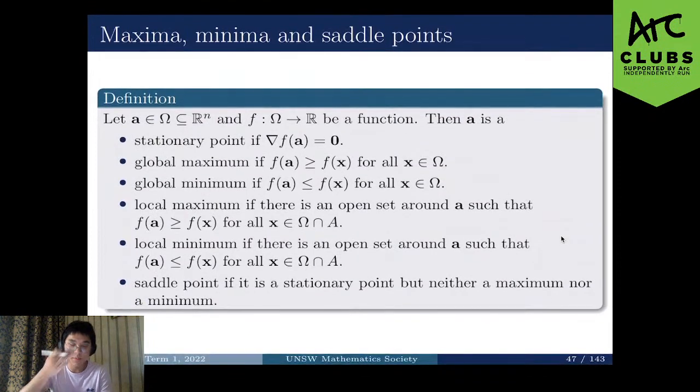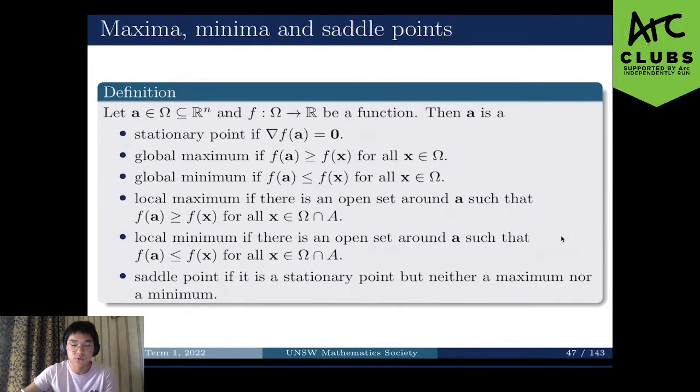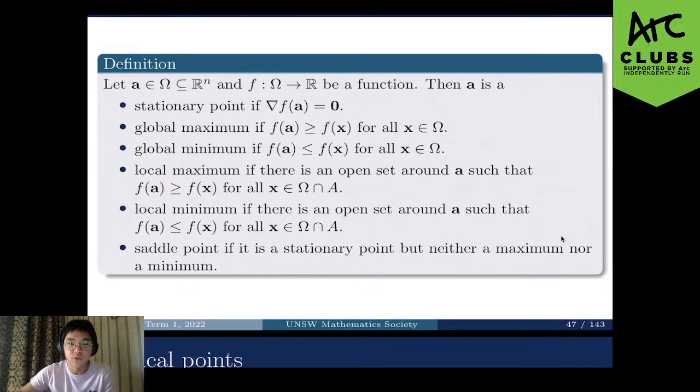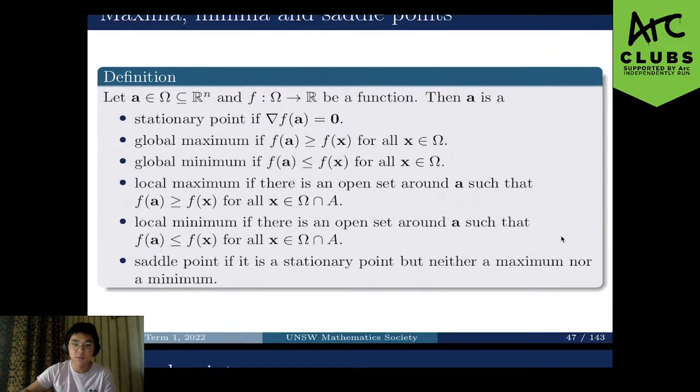Okay, so maxima, minima, and saddle points. If f is a function, then we know that a is a stationary point if the gradient is equal to 0. The global maximum and minimum is when that function value is greater than all the other function values or less than all the other function values. Local minimum and maximum are just for a certain area, like a disk, a chosen area where it's the biggest or smallest function value. And a saddle point is a stationary point that's neither a maximum nor a minimum.